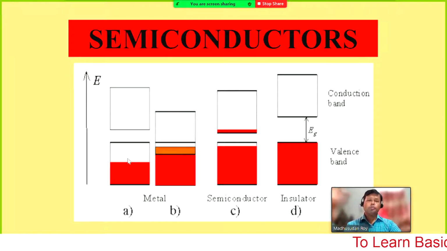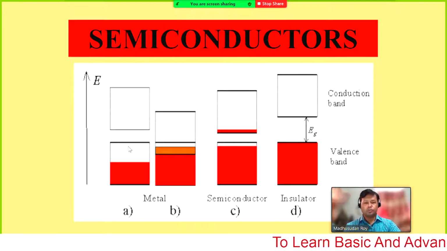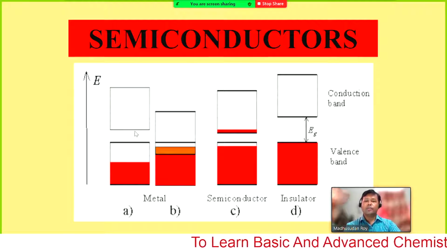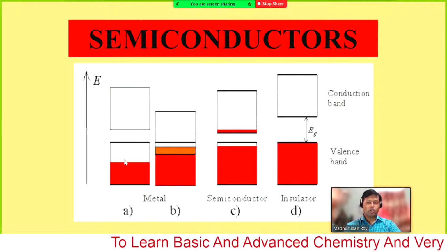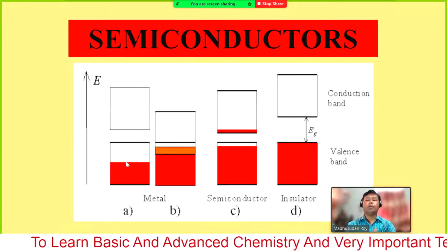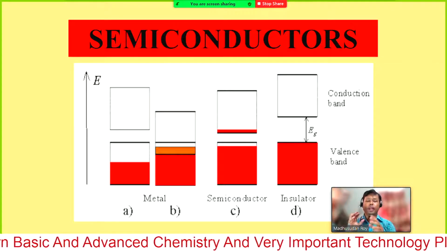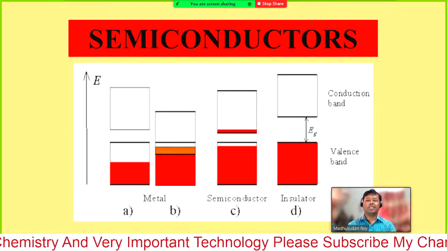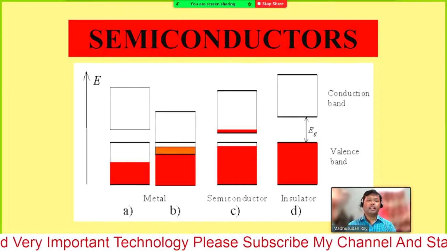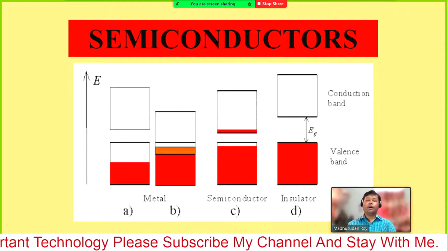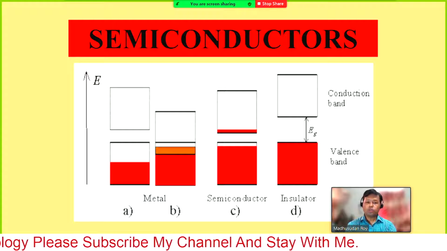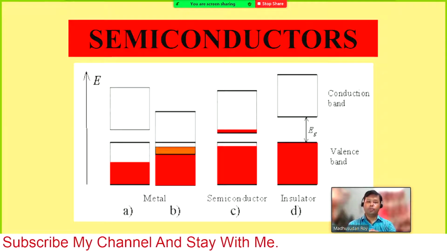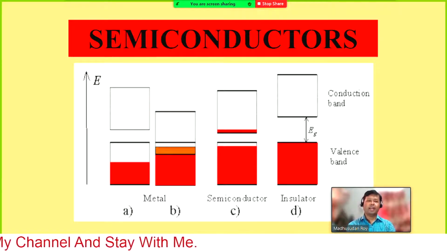So most of the metals have some free electrons so that they can conduct electricity. When you apply some potential difference between two ends of the metal, due to the potential difference the electricity can be transferred. However, if there is no partially filled band, if there is no free electron, in that case no electricity or heat can be transferred.